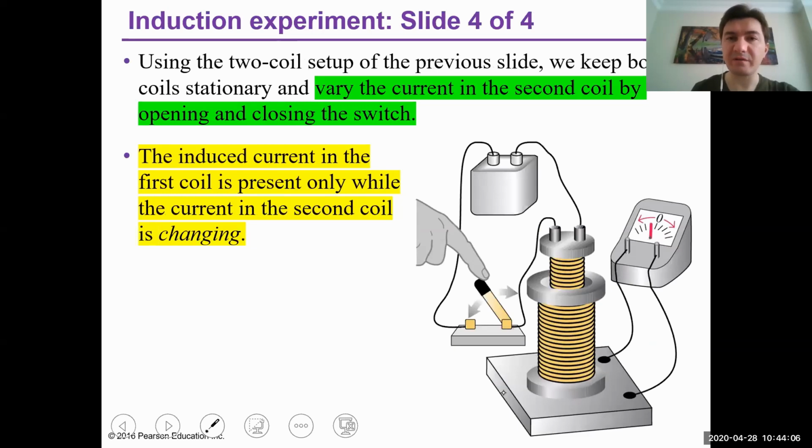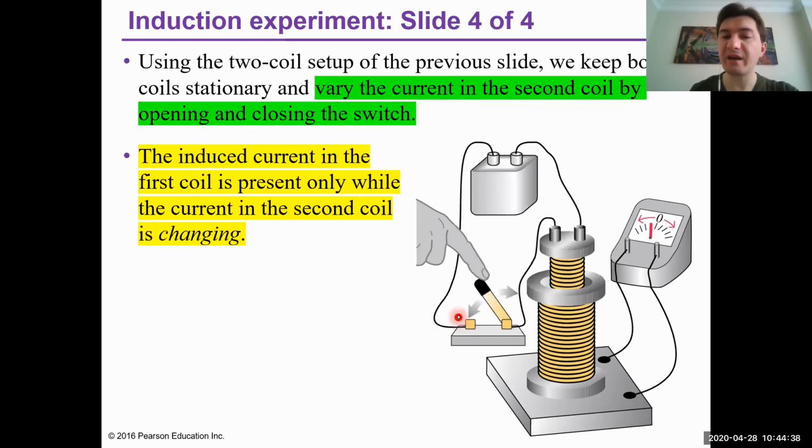Another experiment. This is the last one. Again, we have first coil here, which is stationary, and there is no current within that coil. And then we have second coil, which is connected to the battery. So you can consider that there's a current in the coil and magnetic field produced by the coil, okay? And here we have a switch. So you open and close that switch.